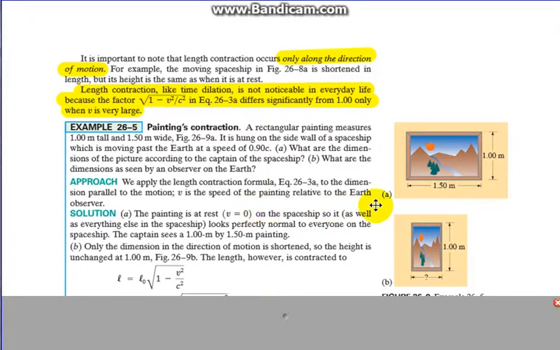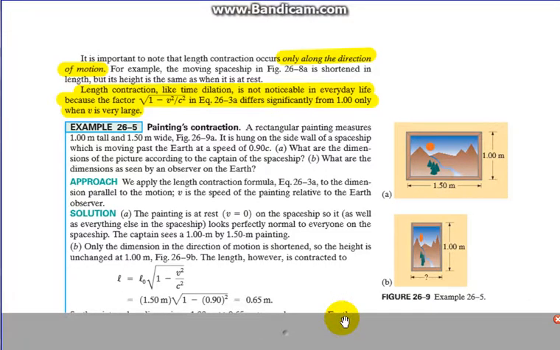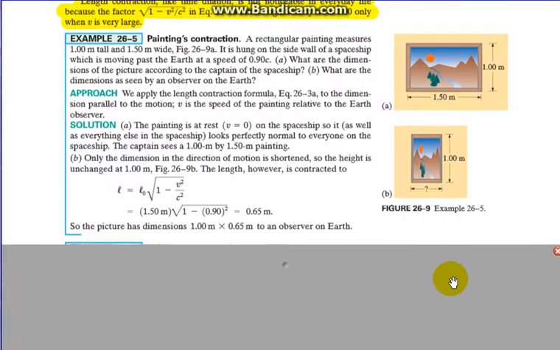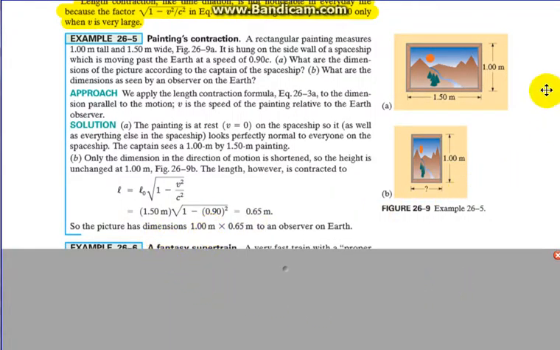But someone on Earth seeing the spaceship move with the painting, of course we apply the length contraction. Again, if the spaceship is moving left to right, it's the left-right portion of this painting that will contract. The regular part of the painting is 1.5 meters, at 90% speed of light, and when we apply that, we can see that the painting has shrunk or contracted in the left-right motion down to 0.65 meters. So the picture has the dimensions 1 meter by 0.65, not 1 by 1.5. That's extremely funky how that happens.